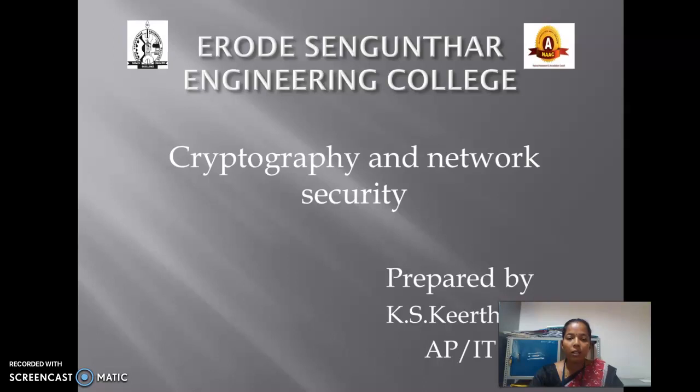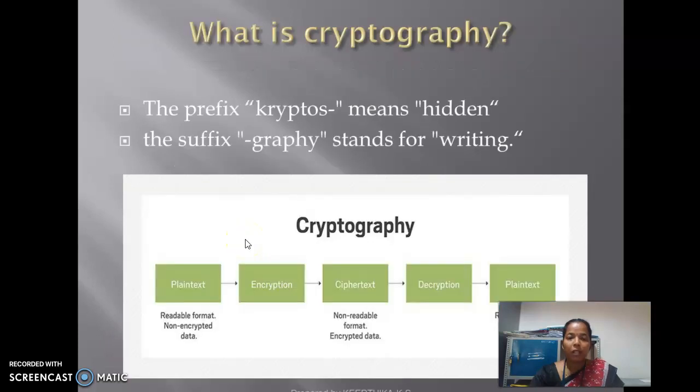Today we are going to discuss cryptography and network security. So first, what is cryptography? The prefix crypto means hidden and the suffix graphy stands for writing. So cryptography is the art of hidden writing or the art of secret writing. Cryptography is mainly used for securing communication. For securing the data, we are going to use cryptography.